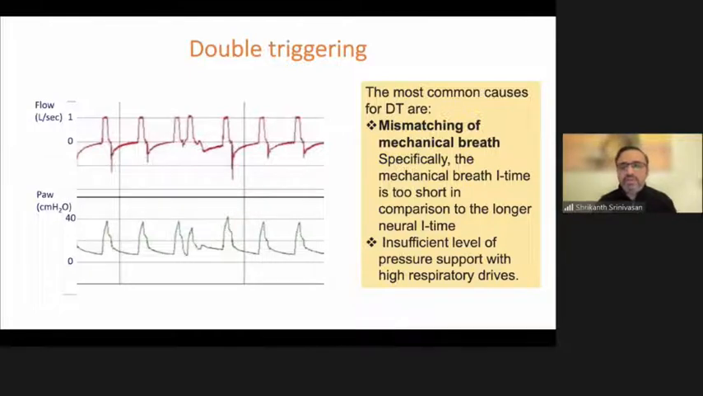I'm repeatedly mentioning the word acute lung injury, although it's no longer a term which is used, but you should understand what I mean: a patient with inflamed lungs, where the lungs are grossly involved, and the drive is very high. Here, if you have insufficient level of pressure support, and given the high drive, there can be a large amount of double triggering.